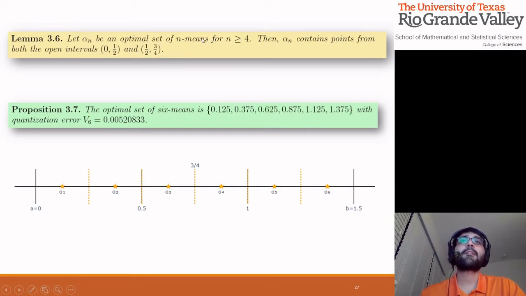So starting at n equals 4 and so on, and 5, 6, 7, 8, and so on, we are expecting to have quantizers, the optimal points, in both intervals, from 0 to 1/2 and from 1/2 to 3/4. In proposition 3.7, we're given the optimal set of 6 means as follows. So here it is.